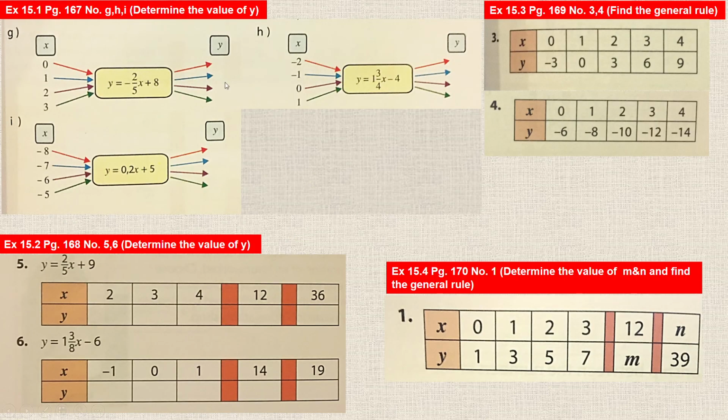In the first exercise, you just have to find your output values by plugging this into your calculator. You don't need to show me any working out. For the second exercise, also just plug this into your calculator and figure out your y values. Please copy these tables into your books. In the third exercise, you're going to have to find the general rule of these 2 tables, and for this last one, you have to find the general rule and then work out m and n.